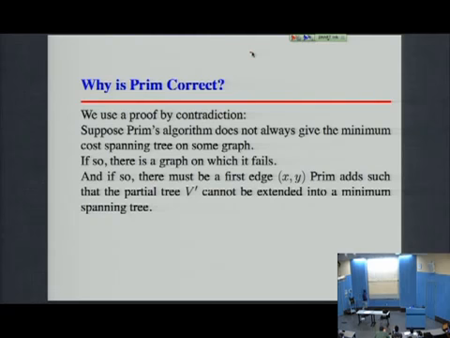My question now is, can we argue that Prim's algorithm is in fact correct? That this procedure always gives us a minimum spanning tree? That's really the important question here. Any questions? So why is Prim's algorithm correct? Let's try to work this out now a little bit.